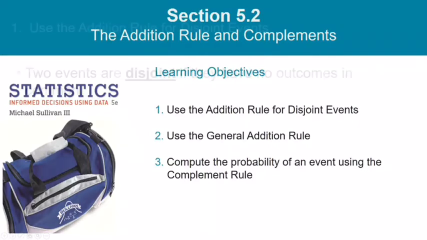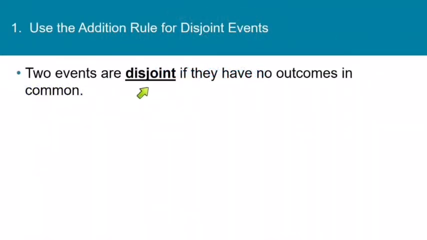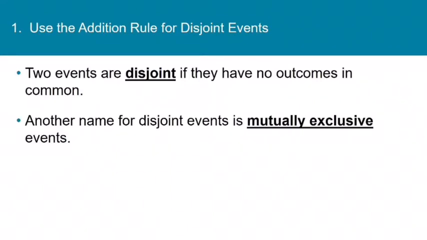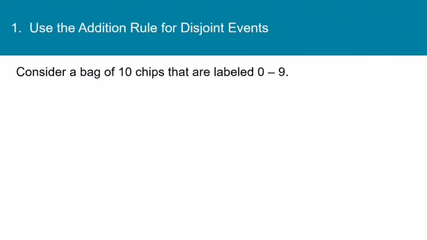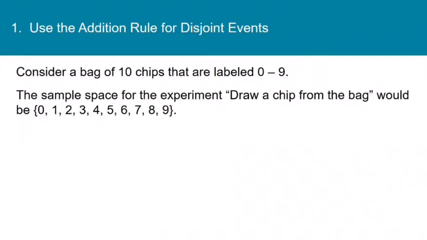So here we go. Okay, two events are disjoint if they have no outcomes in common. And another name for disjoint events is mutually exclusive events. So let me give you an example of two disjoint events. Consider a bag of 10 chips, like poker chips, that are labeled 0 through 9. Then the sample space for the experiment draw a chip from the bag would be 0, 1, 2, 3, 4, 5, 6, 7, 8, 9.